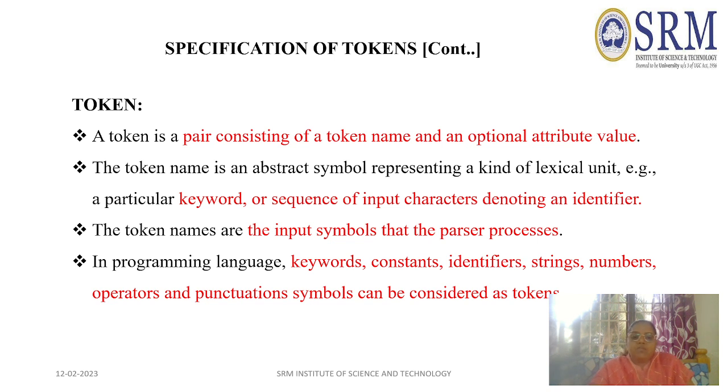The token names are the input symbols that the parser processes. So this keyword or identifier, whatever it is, is going to be given as input to the parser after identifying it as a token by the lexical analyzer phase. Okay. So in programming languages, keywords are called tokens, constants can be a token, identifiers can be a token, and strings can be a token. Numbers, operators and punctuation symbols are also called tokens.